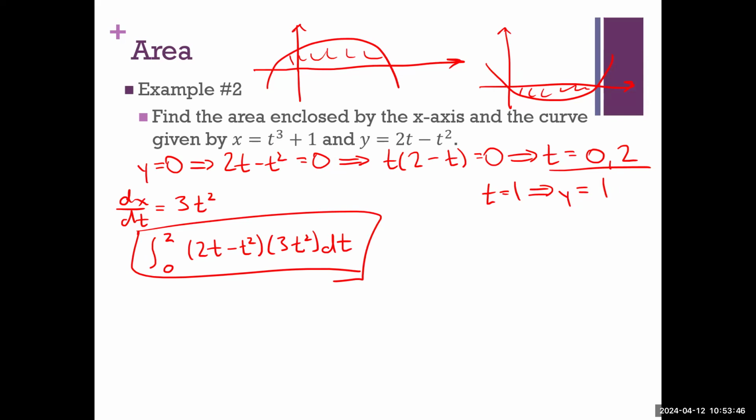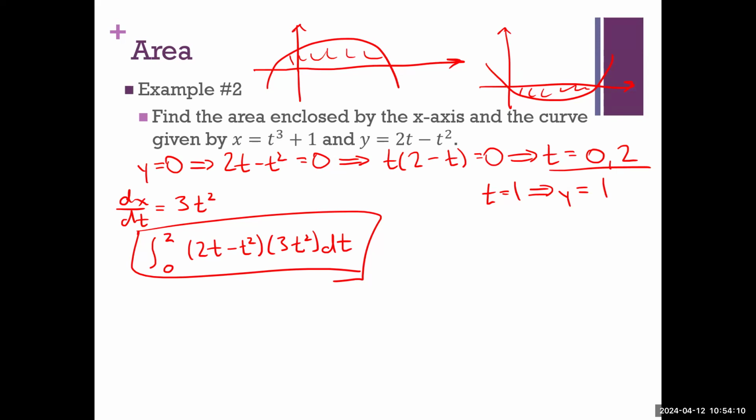Questions? Go ahead. What if the curve was under the x-axis? Good question. If the curve was underneath the x-axis, how would we fix our integral? Basically, you would find an area that would be negative, take the absolute value of it, or put a negative sign out front. Either one of those is going to fix that issue.